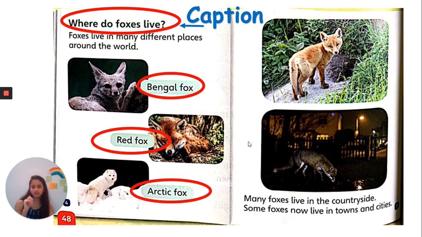So there's a picture and they've said Bengal fox. That's the name of the kind of fox. Then they've said a red fox and then the white one is the Arctic fox. So are these titles of the non-fiction text? No. Are they authors? Is it a caption? Is it going to tell us something more?